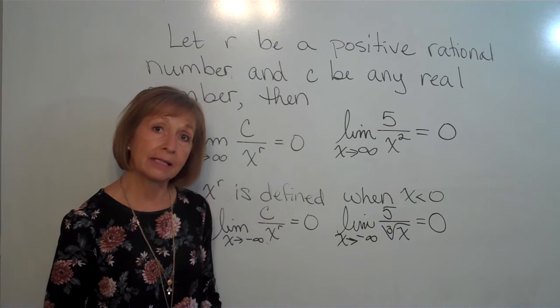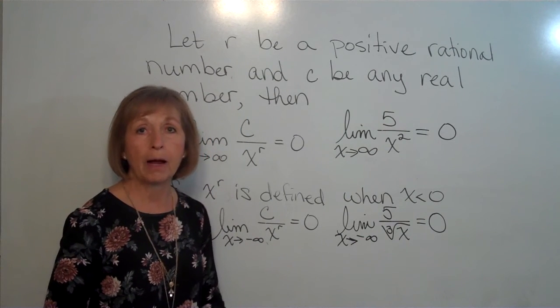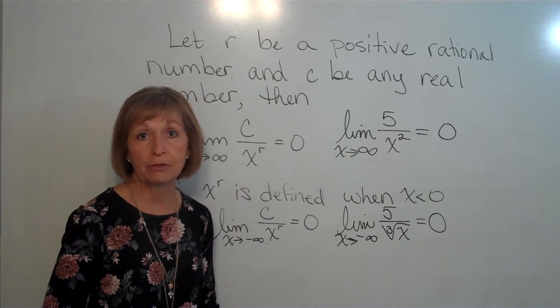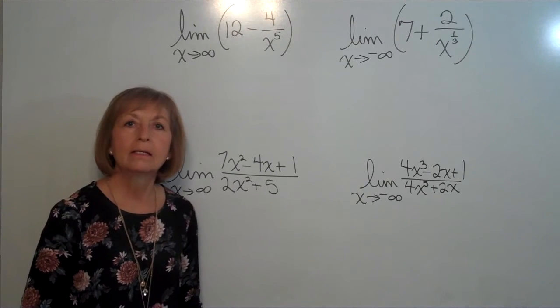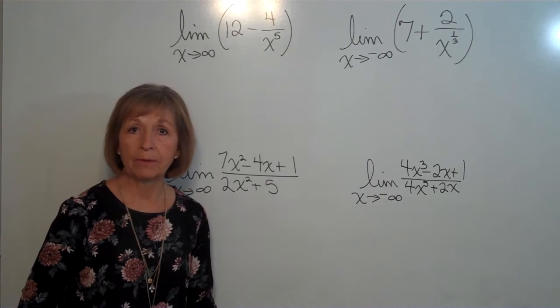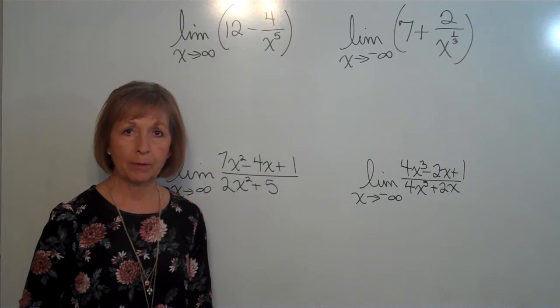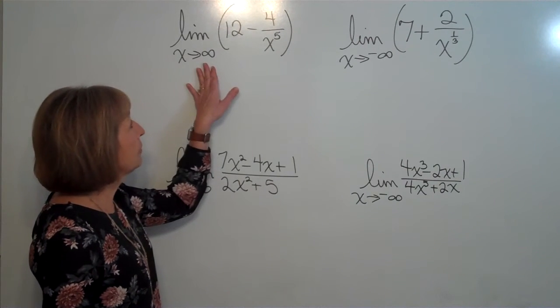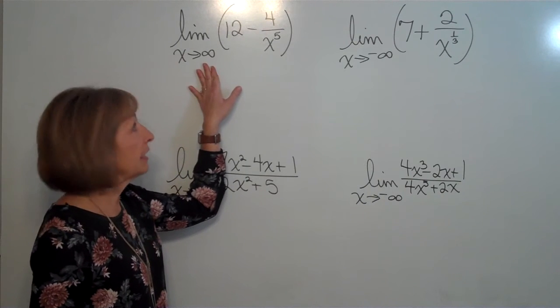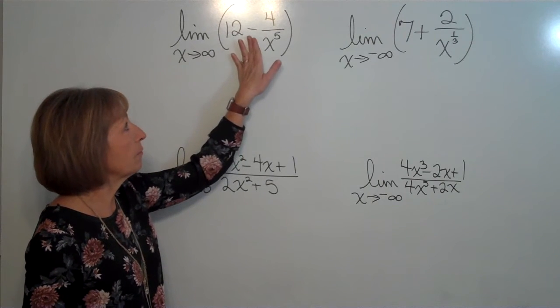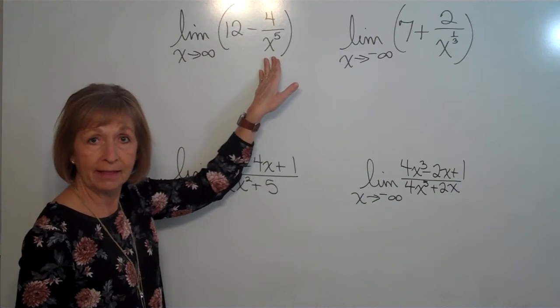So let's see how we can utilize this in an actual overall problem of a limit as x approaches either infinity or negative infinity. So here are 4 examples that we're going to look at and think about our properties of limits. So my first one, I have the limit as x approaches infinity of the expression 12 minus 4 over x to the 5th.